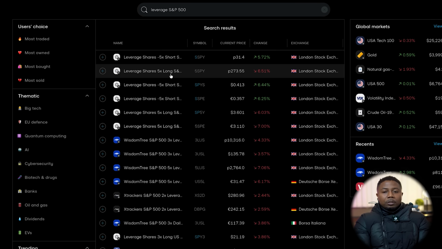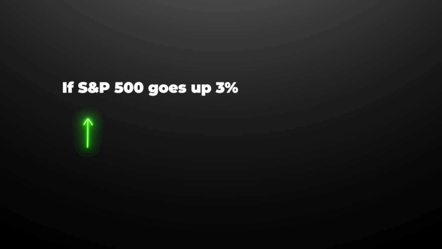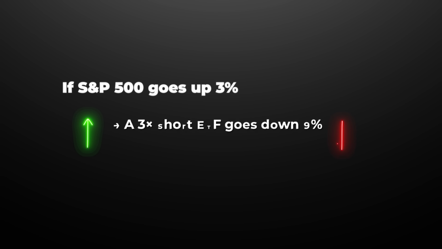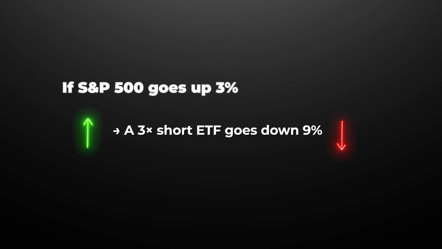I hope that makes it clear. So whatever happens to the actual asset itself, the short will do the opposite. If the long goes up by 3%, for example, the short will drop by 3%. If there's leverage applied, so say for example the S&P 500 goes up by 3% on the day, the short that's leveraged by 3 times will go down by 9%. So just another thing to think about.